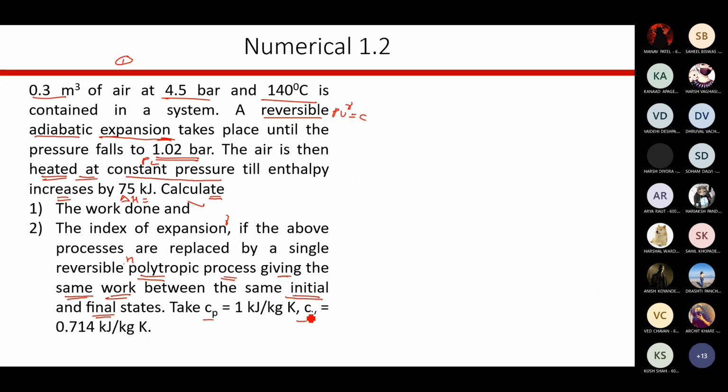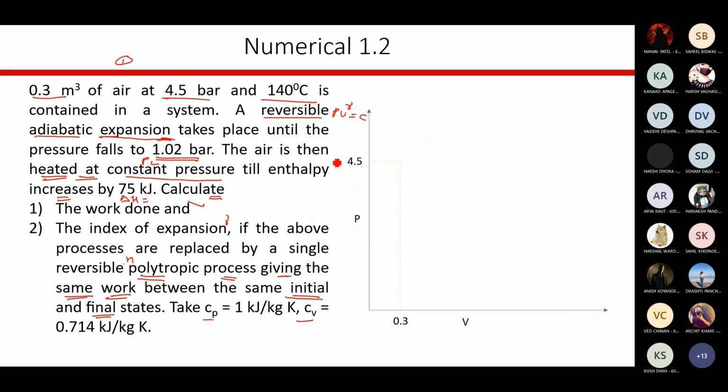Now I am just going to project how to draw the PV diagram on the screen. You just pay attention, and you should be in position to do the same thing even in examination. So this is the PV plane I am taking. Then I know this 0.3 meter cube volume is given. That's why I have shown this line first. 0.3 meter cube volume, and I know 4.5 bar pressure is given.